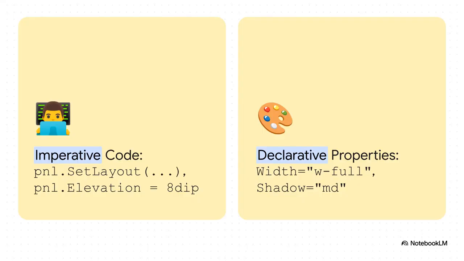So when you put it all together, this is the fundamental shift. This is the big takeaway. You move away from writing all this imperative code on the left, telling a panel exactly how to set its layout and its color and its elevation, and you move to this declarative method on the right. You just declare what you want, a full width, a medium shadow. It's so much faster to write, way easier to read, and a heck of a lot simpler to maintain.